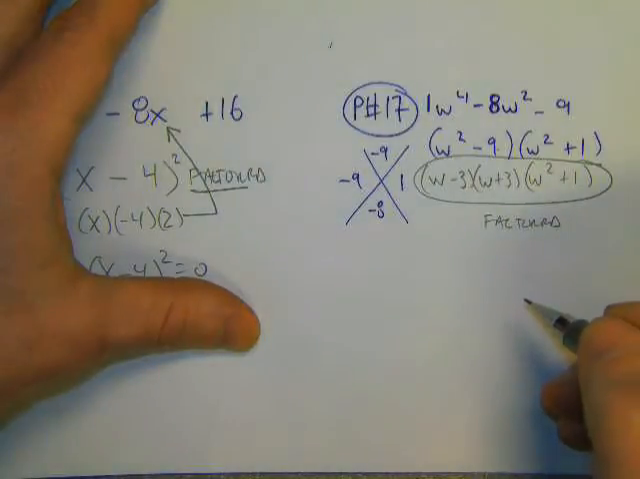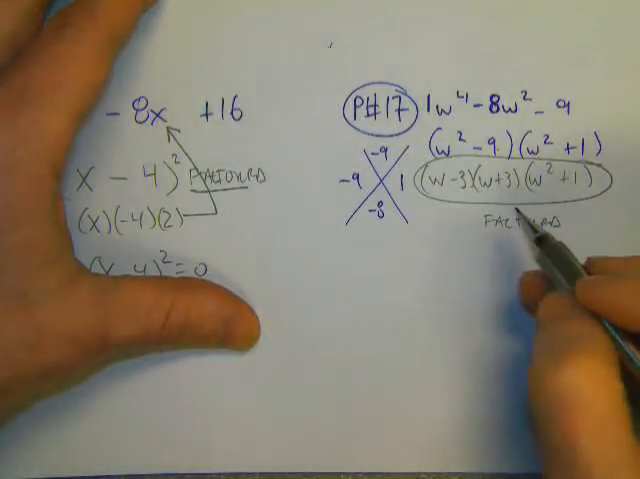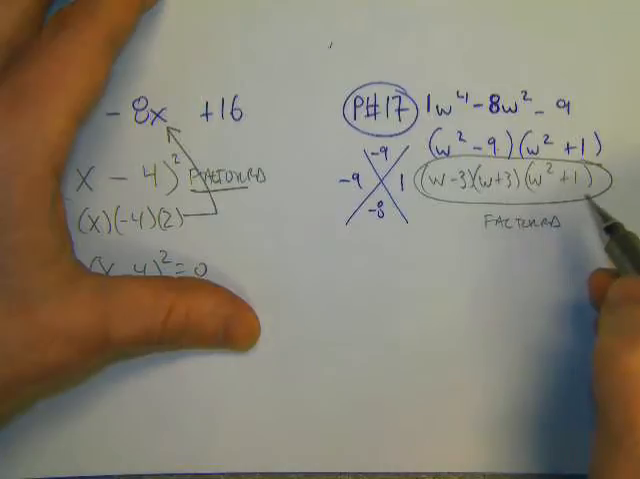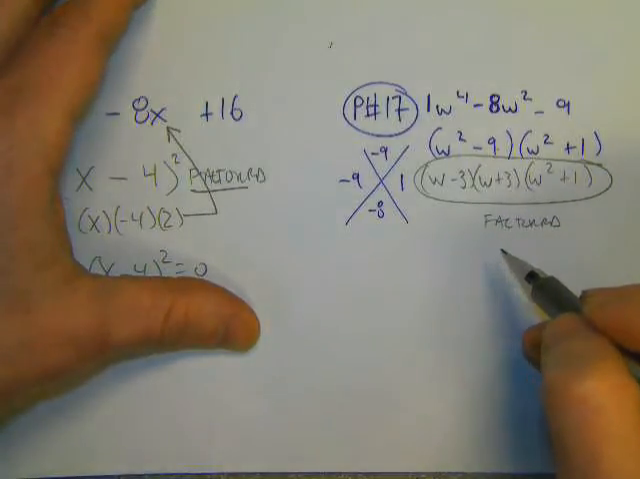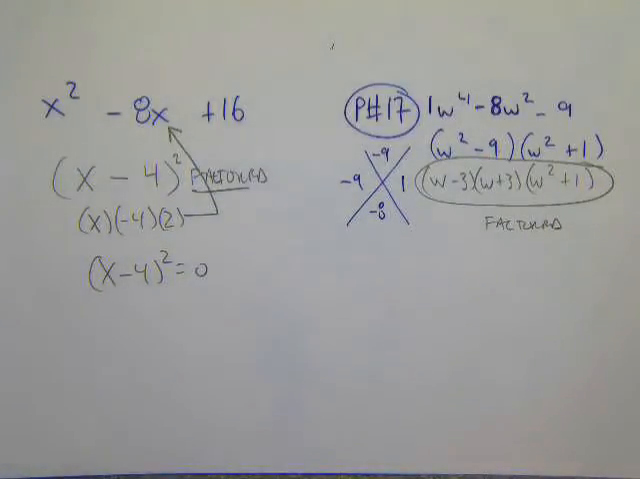So that would be factored. And then if I had to solve it, I would set each one of those equal to 0 and solve it. Alright, so that is that.